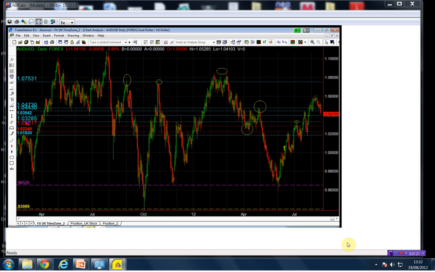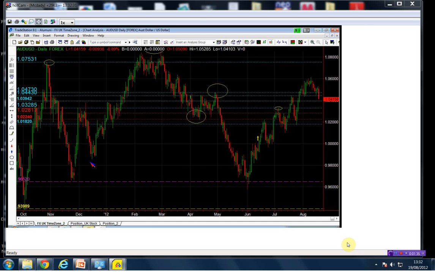This is the 103.94. This looks quite bearish. This looks quite negative. And the key number now, it should come down and take the 103.94. So we should be looking at selling the Aussie dollar in general.